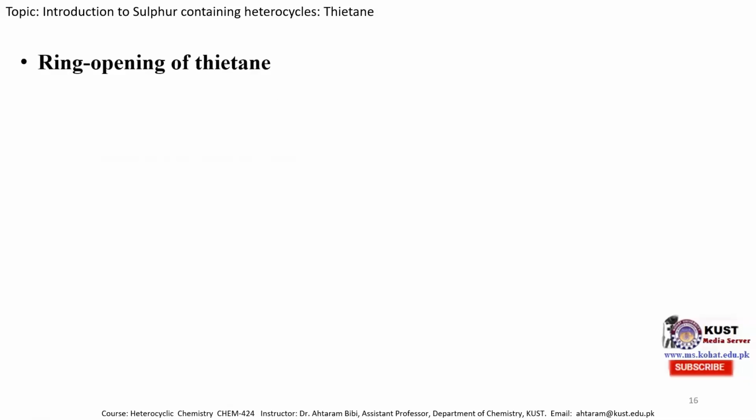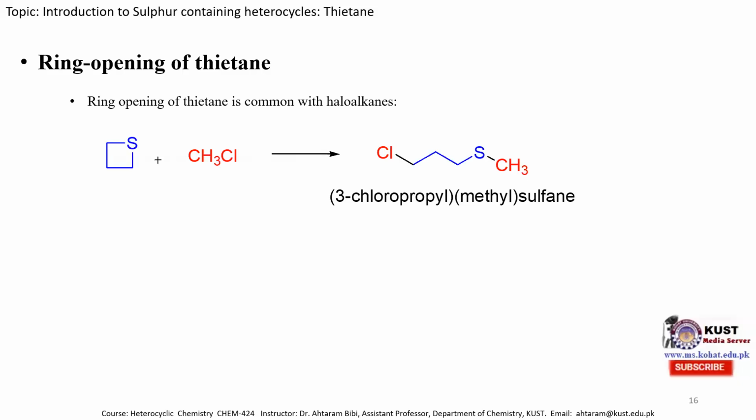So I will discuss first the ring opening reaction of thietane. Ring opening of thietane is common with haloalkanes. When thietane is treated with methyl chloride, the ring opening reaction happens, with chloride carrying a negative charge and the methyl carrying a positive charge. So the chloride attacks on one side, and when the ring opening reaction happens, the sulfide attacks the methyl. So it produces a 3-chloropropyl methyl sulfane molecule.